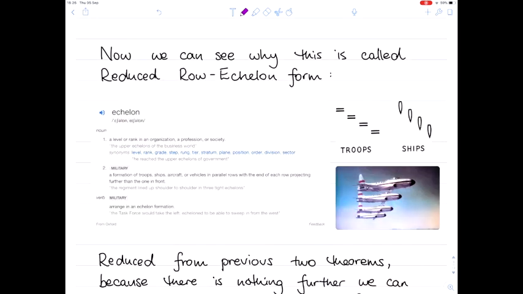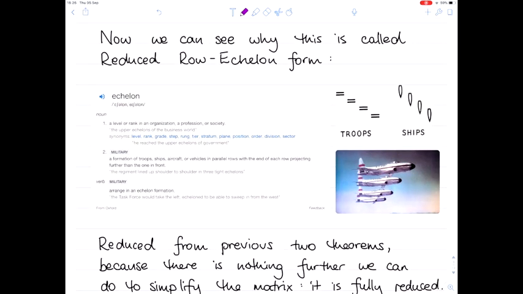So now we're actually in a position where I can explain where this name reduced row echelon form comes from. The word echelon was initially used in the military, and it describes a formation of troops, ships, aircraft, or vehicles in parallel rows with the end of each row projecting further than the one in front. So you have a situation, for example, with troops, where you have parallel rows where your first row is slightly ahead of your second, is slightly ahead of your third, is slightly ahead of your fourth. Or likewise with ships.